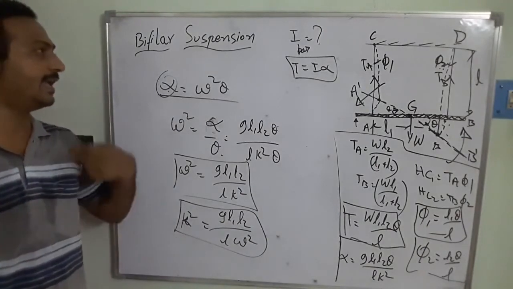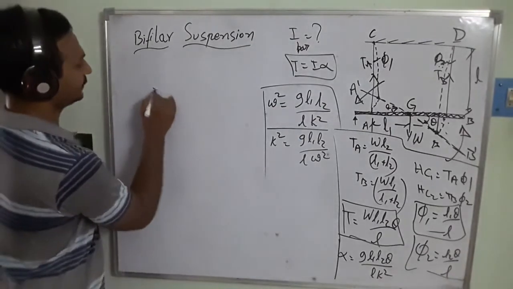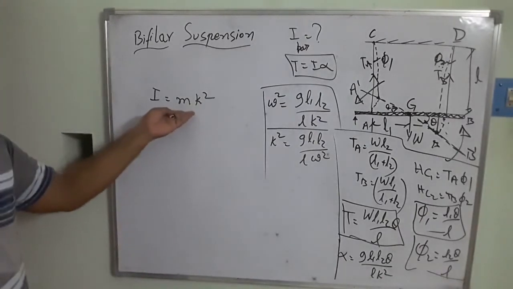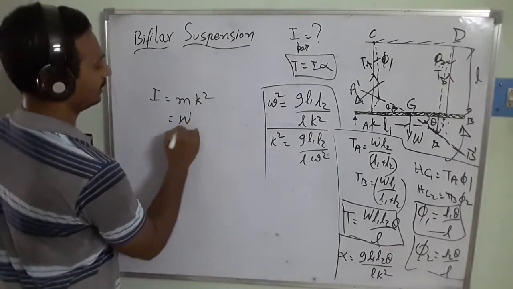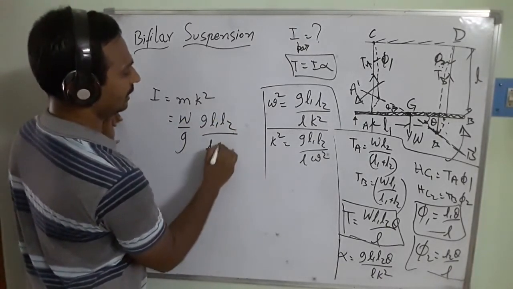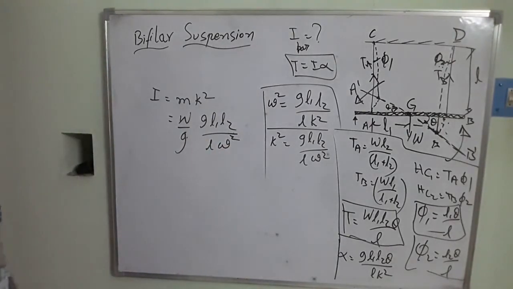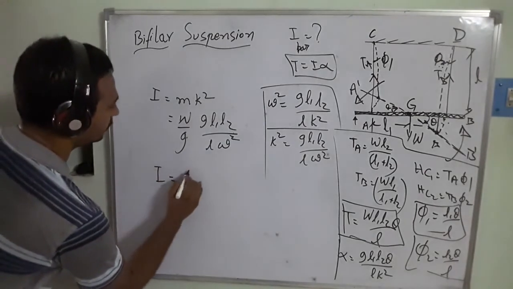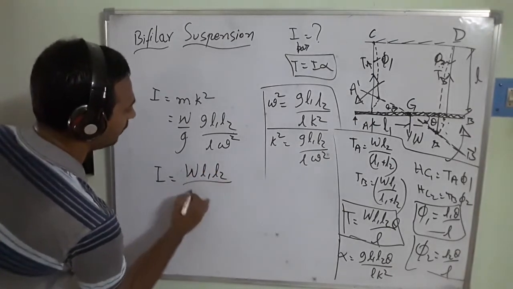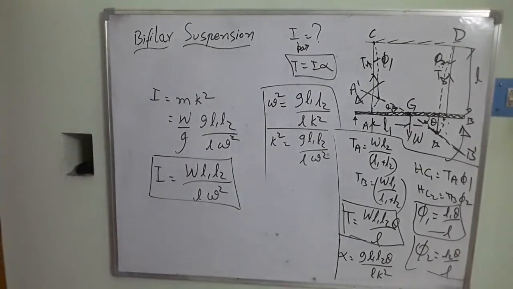Once the k value is there, we substitute it in I. So I is equal to m k square. We already know m is W by G, and k square is equal to G into L1 L2 divided by L into omega square. G is cancelled out. Finally, from this equation, I is equal to W L1 L2 by L into omega square. This way we calculate the I value.